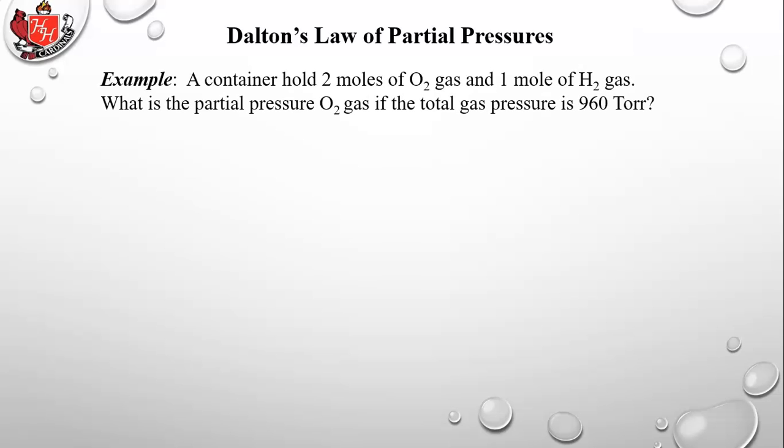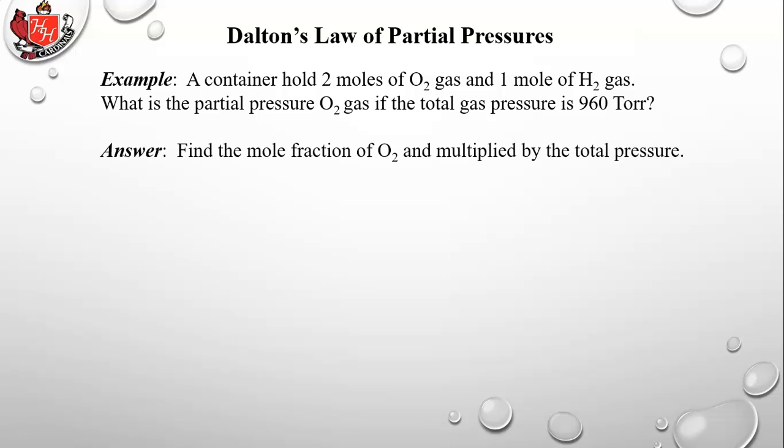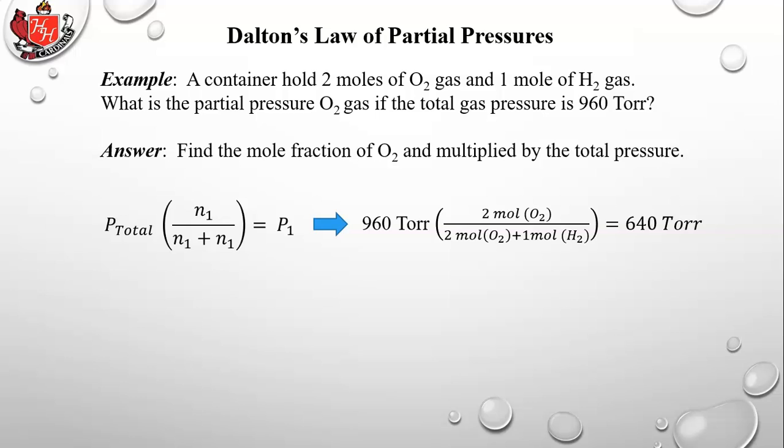So, example: a container holds 2 moles of O2 and 1 mole of H2 gas. What is the partial pressure of O2 gas if the total gas pressure is 960 torr? So find the mole fraction of O2 and multiply it by the total pressure. So there's the formula. We said that the total gas pressure is 960, and the mole fraction for oxygen is going to be 2 moles of oxygen over 2 plus 1 moles total in the container. That's 3 moles total, so that would be 2/3. So 2/3 times 960 is going to equal 640 torr.